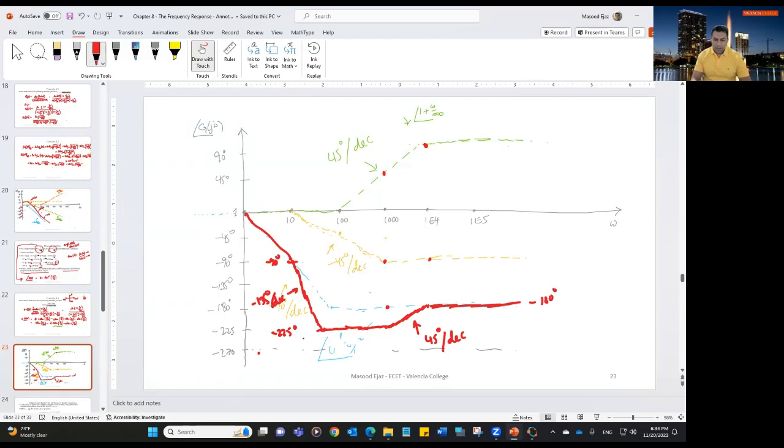And constant value, negative 225, 45 degrees per decade, and negative 180. So now let's see if we get the same if we plot it using MATLAB.